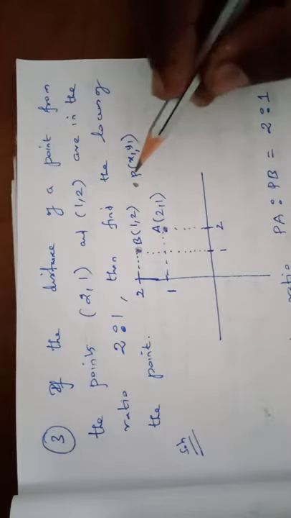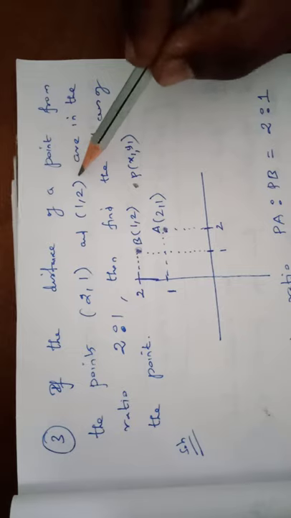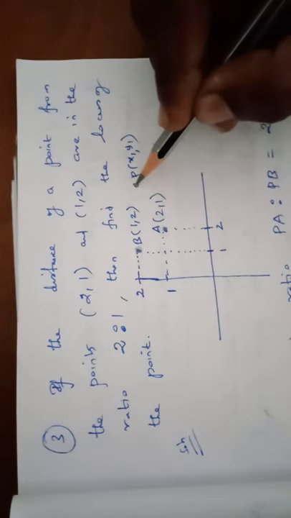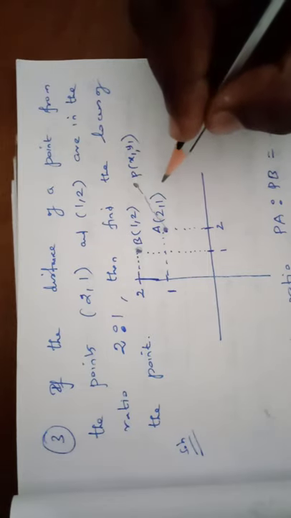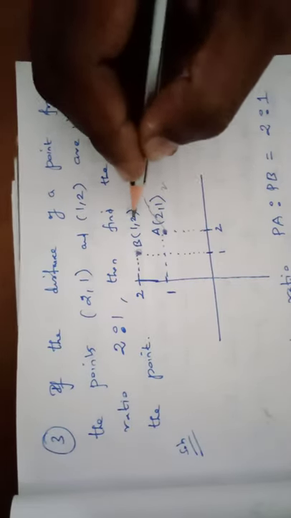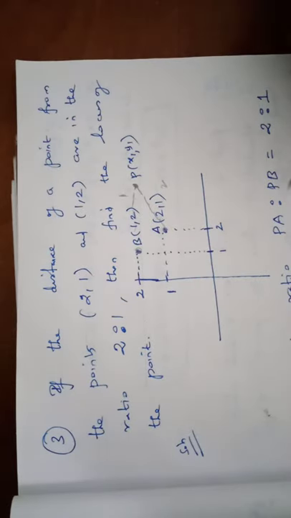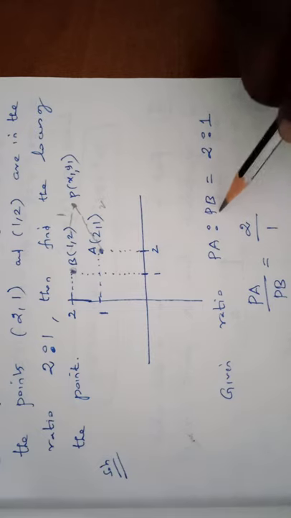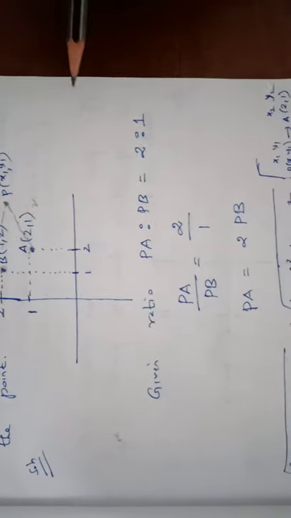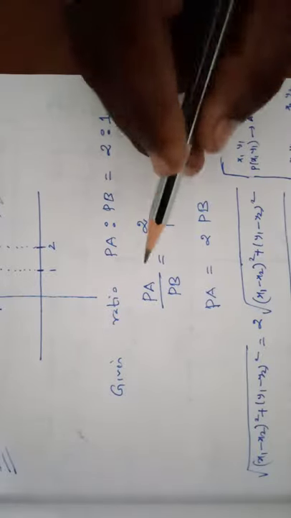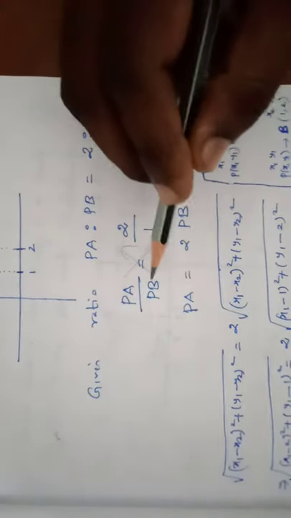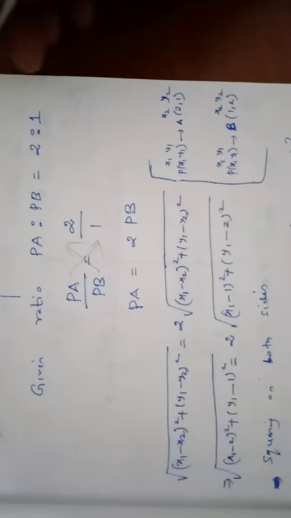So the ratio is, the first one is 2, the second ratio is 1. So the distance PA ratio is 2, and PB ratio is 1. So given PA is to PB equal to 2:1. Finally, we have to compute the locus of the point. So PA is to PB means PA by PB equal to 2/1. So cross multiplication, 1 into PA is PA and PB into 2 is 2PB. So PA equal to 2 times PB.